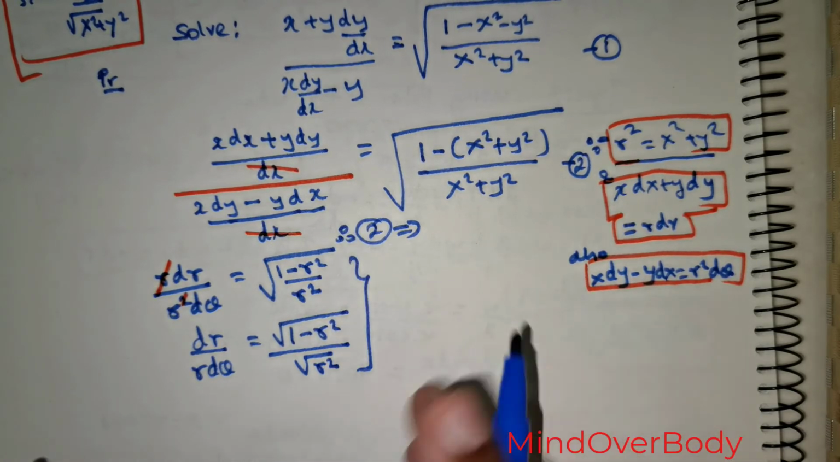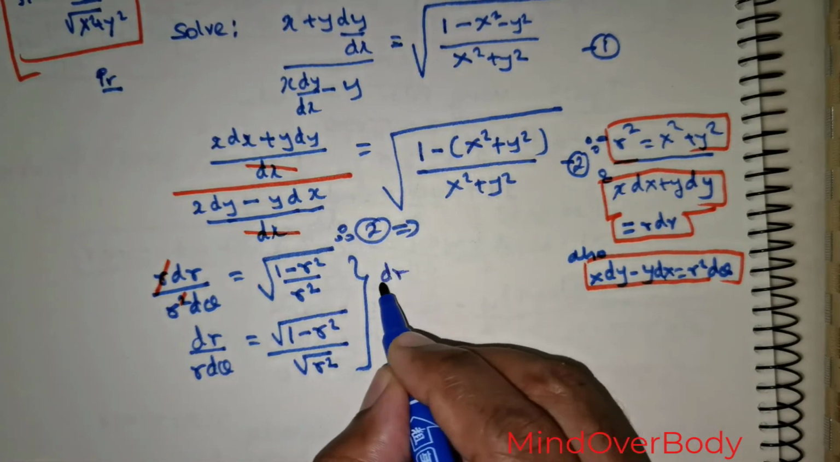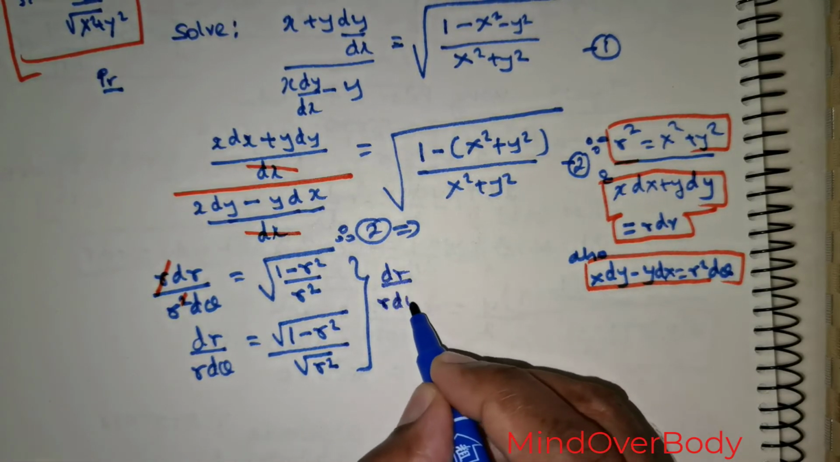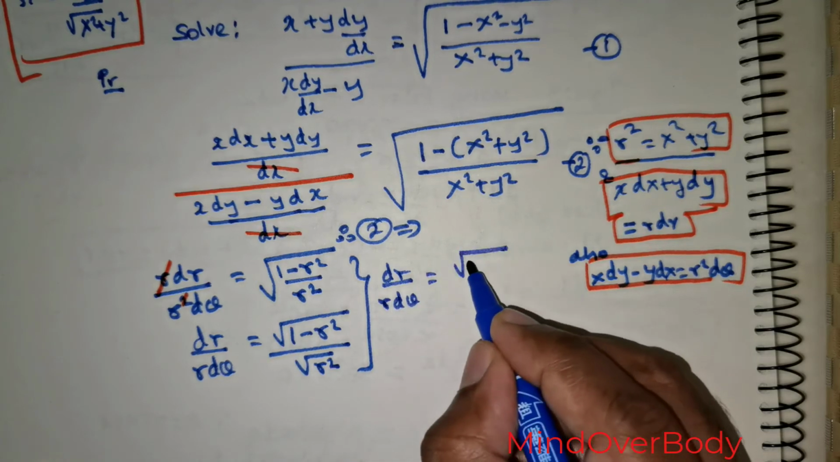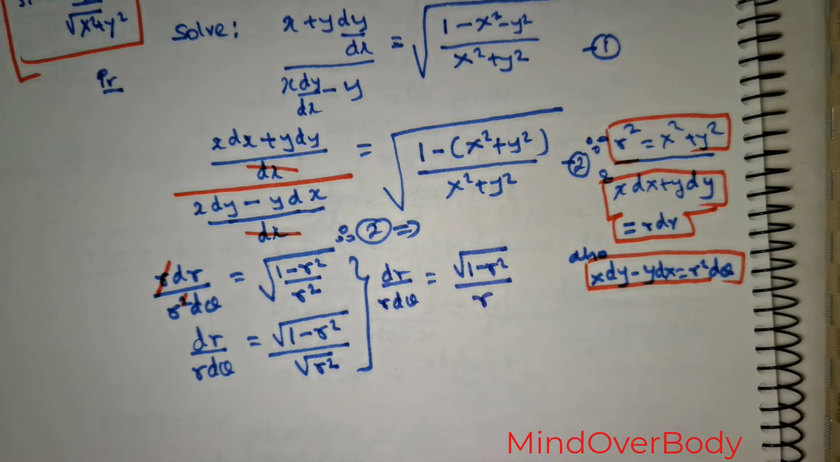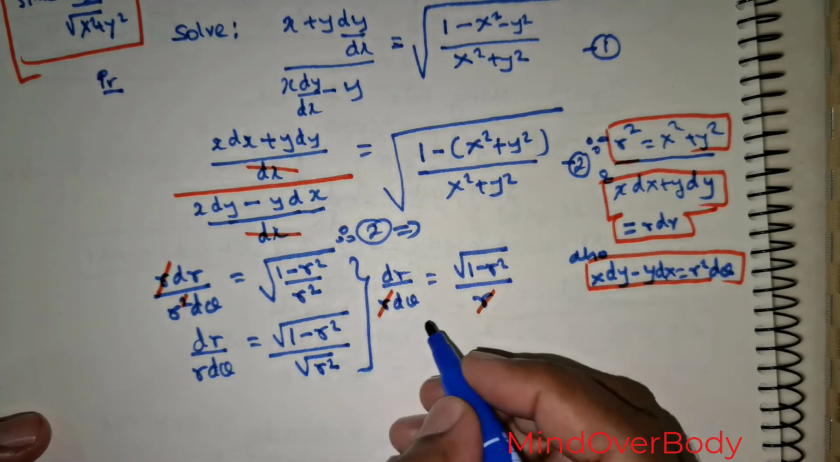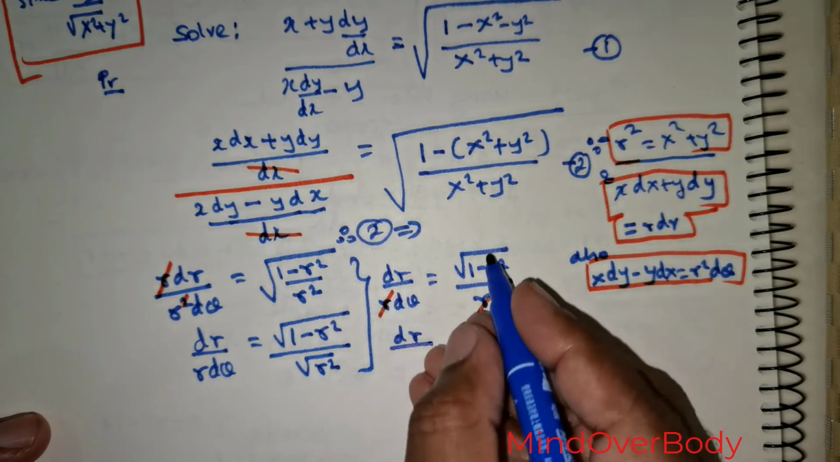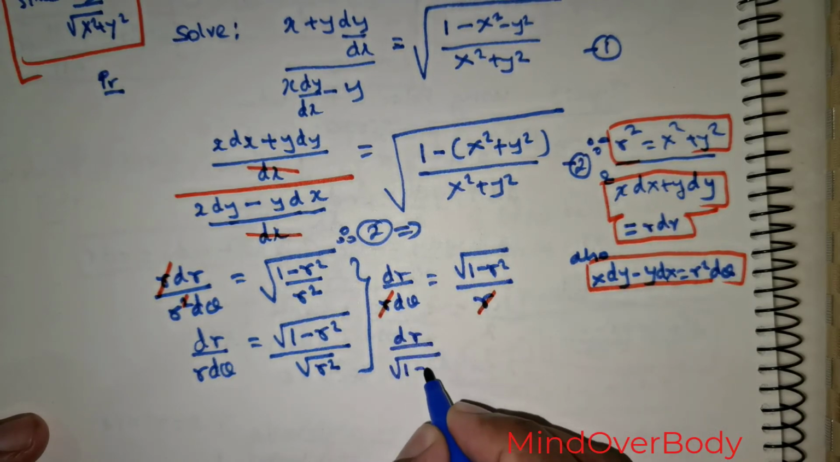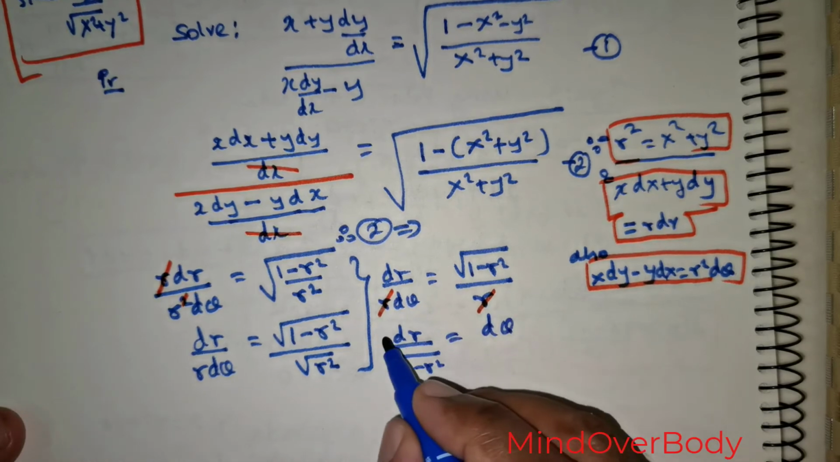I'm going to use this space here, so I can rewrite this as dr over r times d theta is equal to root of 1 minus r squared. Now root of r squared is going to be r, so I can clearly cancel these two and now apply variable separable. So this is going to be dr over root of 1 minus r squared is equal to d theta.